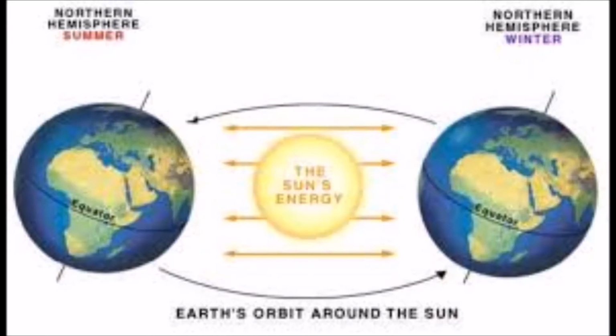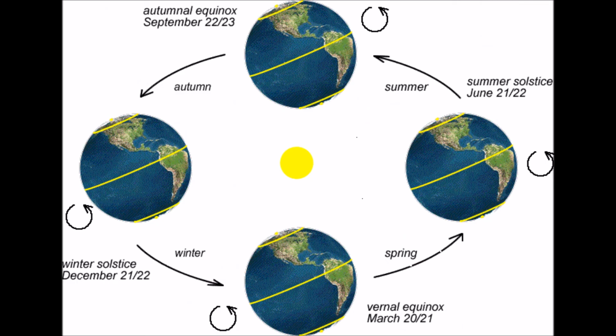The seasons are caused by the tilt. Now, in this image here, you can see the northern hemisphere is tilted towards the sun, the southern hemisphere is tilted away. In this picture, it would be summertime in the northern hemisphere and wintertime in the southern hemisphere.